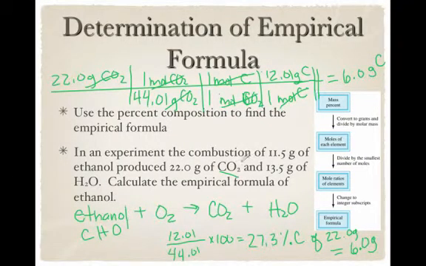So what we're going to do is we know we started with 11.5 grams of ethanol. And we know how much carbon and how much hydrogen. We're going to subtract those from 11.5 and that'll give us how much oxygen. Does that make sense? Okay.